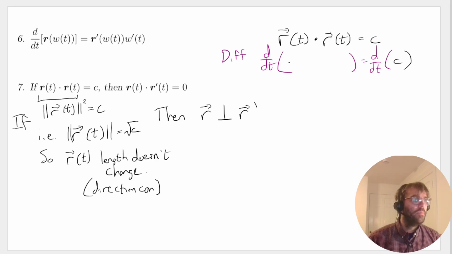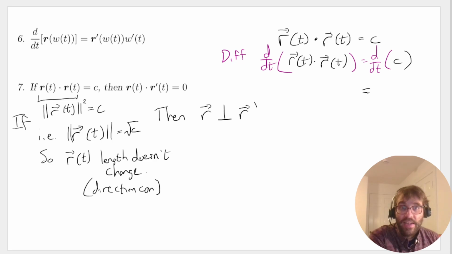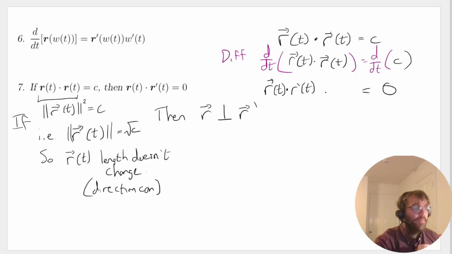r of t dot r of t. Well, guess what? The right-hand side, the derivative of a constant, that's a scalar derivative. That's just a number. That's 0. Derivative of a constant is 0. The left-hand side is a product rule. It is r of t dot r prime of t plus r prime of t dot r of t.